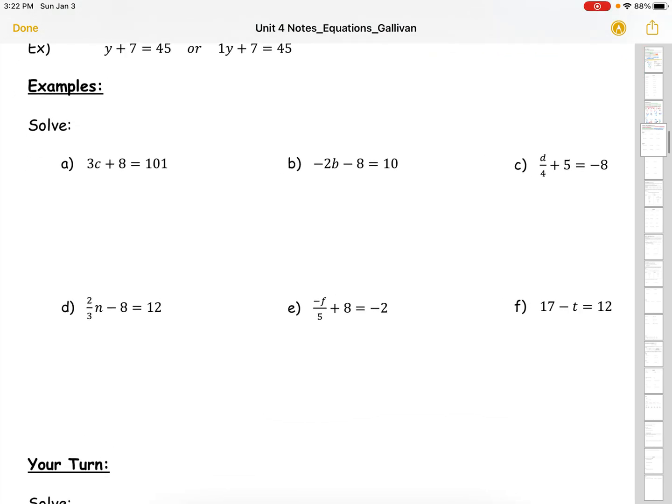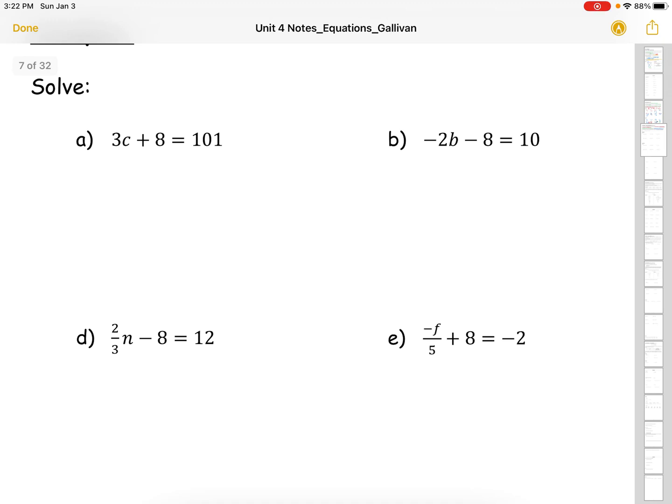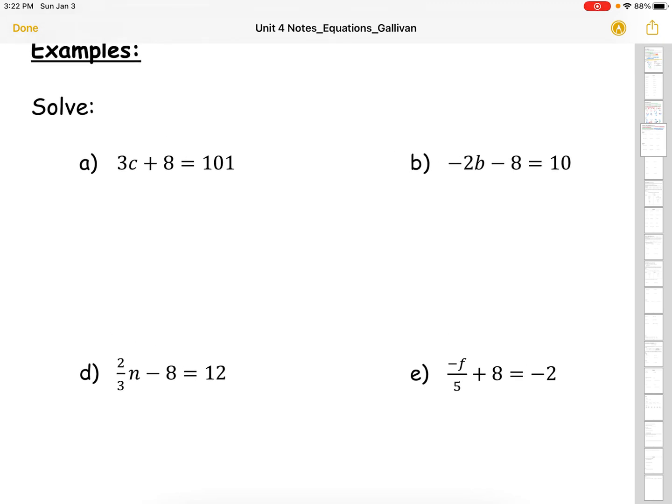So looking at this one, we have 3c plus 8 equals 101. So first step we're going to do is remove the constant. So we're going to subtract 8 from both sides. So we'll get 3c is equal to 101 minus 8. So 101 minus 8 is 93. And on the way that worked, remember, plus 8 minus 8 equals 0. So 101 minus 8 was 93.